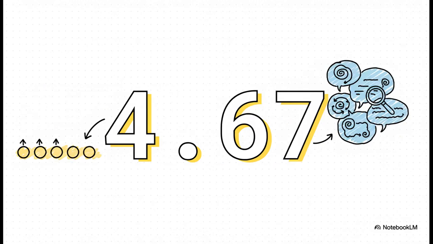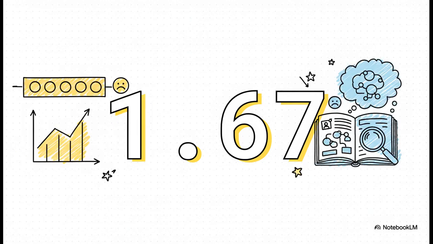Then we look at affordability, and whoa, check that out, a 4.67. That's almost a perfect score. Customers are clearly thrilled with the prices. That's a huge win for the store. But then we get to question 3, quality. And yikes, a 1.67. That is way, way down in disagree territory. And just like that, a major problem area is staring us right in the face.